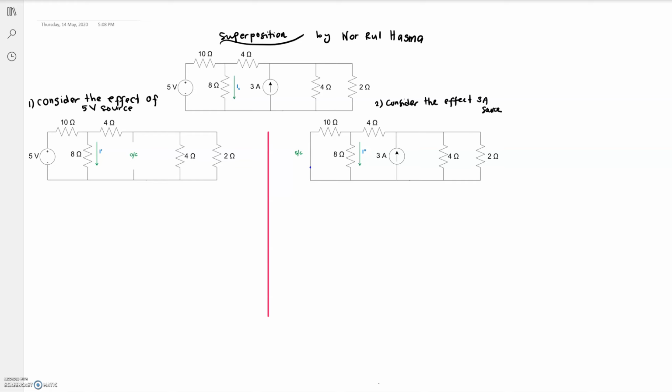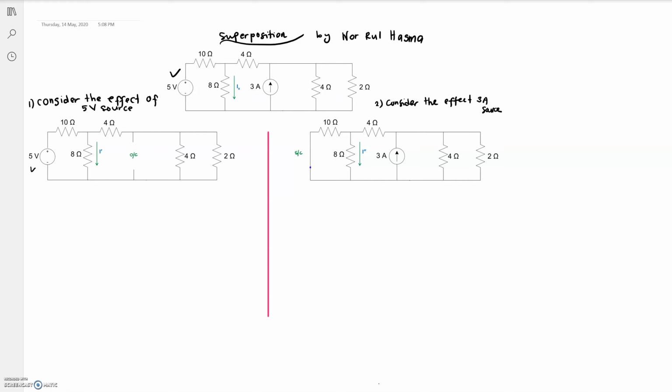First, consider the effect of the 5 volt source. This is the circuit for the first step. You can see that the 5 volt source exists in the circuit, but you have to terminate the current source, which is 3 amp, by open circuit. To terminate a current source, you open circuit it so that current cannot flow to that branch.